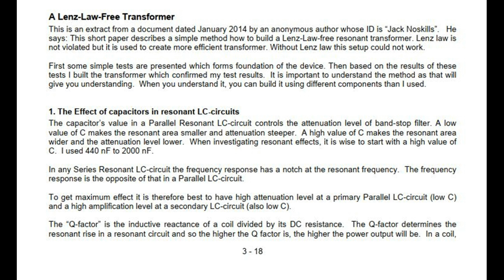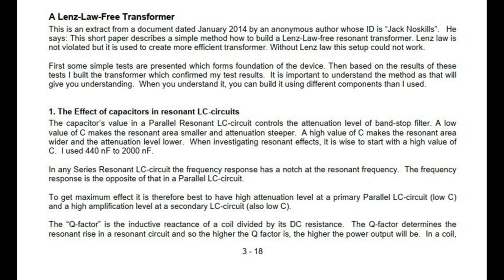The effect of capacitors in resonant LC circuits. The capacitor's value in a parallel resonant LC circuit controls the attenuation level of the band stop filter. A low value of C makes the resonant area smaller and attenuation steeper. A high value of C makes the resonant area wider and the attenuation level lower. When investigating resonant effects, it is wise to start with a high value of C. I used 440 nanofarads to 2000 nanofarads.